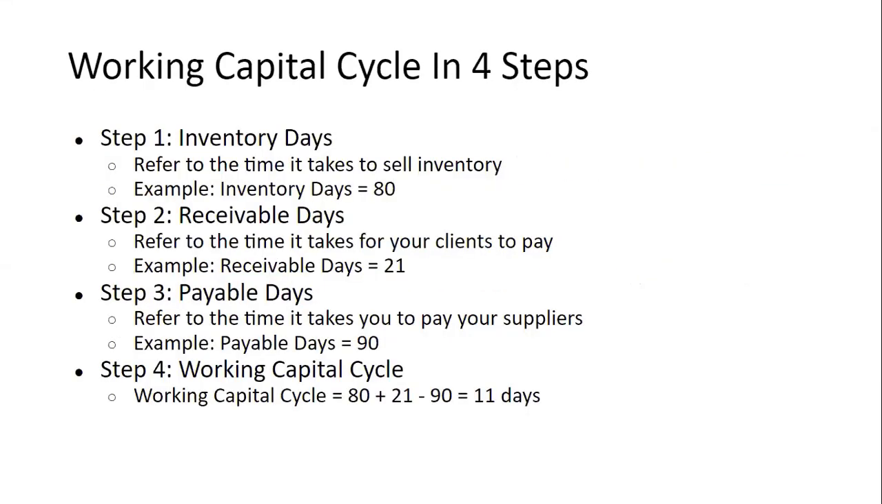Now I will explain the working capital cycle in four steps. Step one, inventory days. Your inventory days refer to the time it takes on average to sell your inventory. Inventory days provide the number of days of selling before the warehouse is empty. This metric gives a good indication of whether a company is unnecessarily holding on to its inventory. Let's take a look at an example. Assume that it takes your company about 80 days to sell a batch of stock. That means you are working with 80 inventory days.